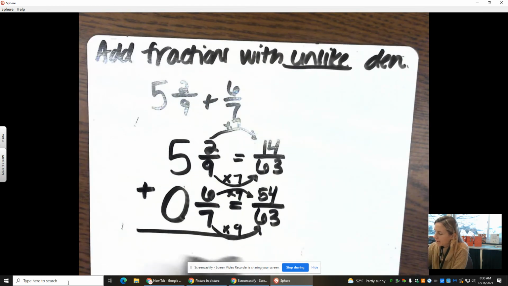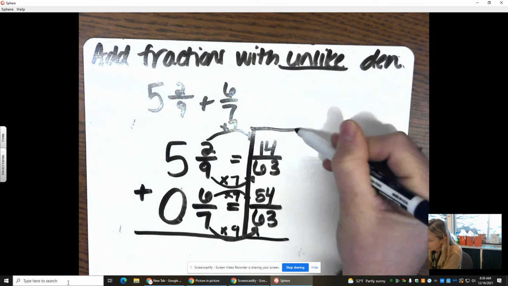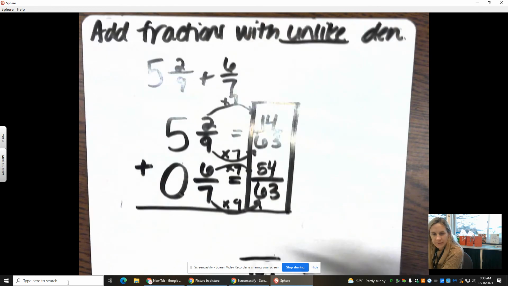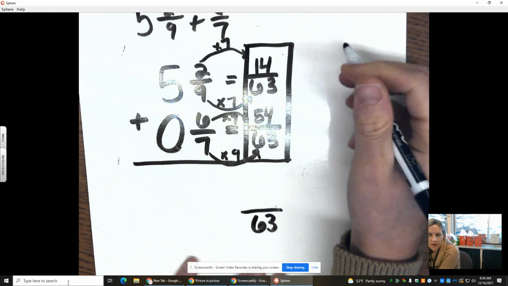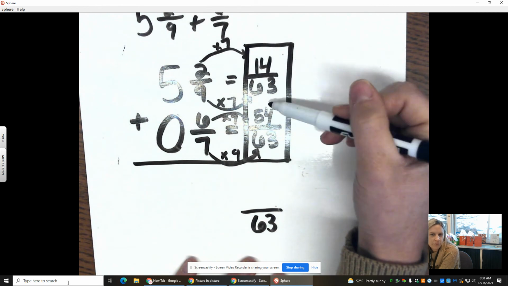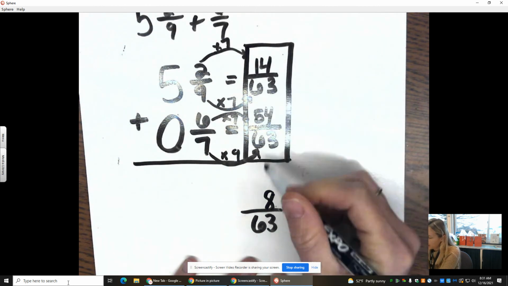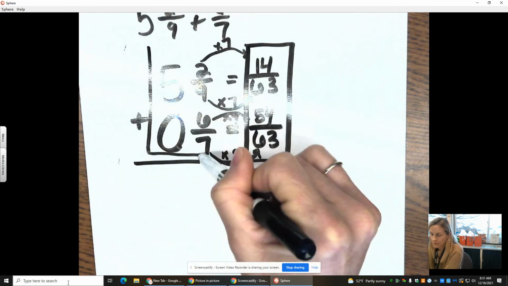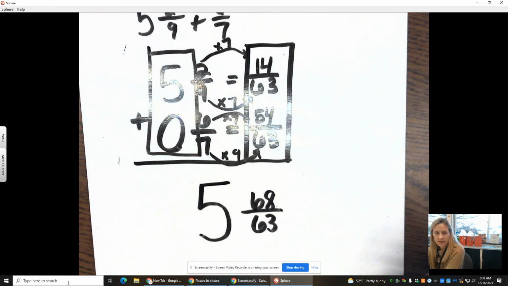Okay, now we have our common denominator, and we can add our new fractions. We know that the denominator stays the same, and we just simply need to add our numerators. Okay, these look like pretty large numbers, so I don't think we're going to regroup at all. So let's say 4 plus 4 is 8. 1 plus 5 is 6. Okay, don't forget about your whole numbers. 5 plus 0 is 5.